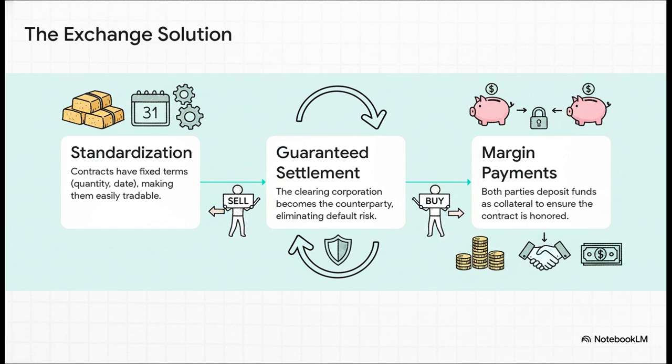First, it standardizes everything, the amount of wheat, the quality, the delivery date, so every contract is identical. Second, a part of the exchange, called a clearing corporation, becomes the ultimate middleman. It becomes the buyer to every seller and the seller to every buyer. And third, to make sure everybody honors their deal, the exchange makes both sides put down a good faith deposit. We call that a margin.